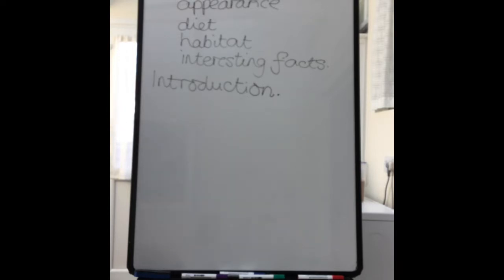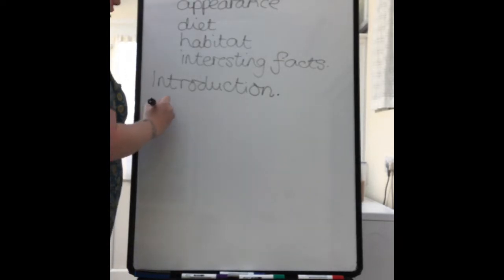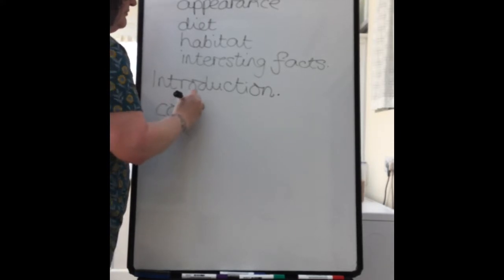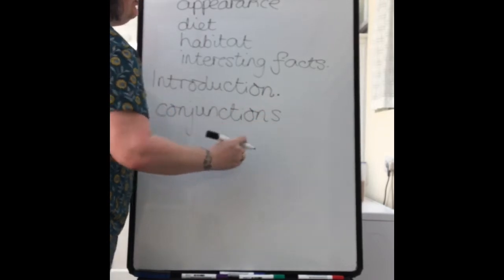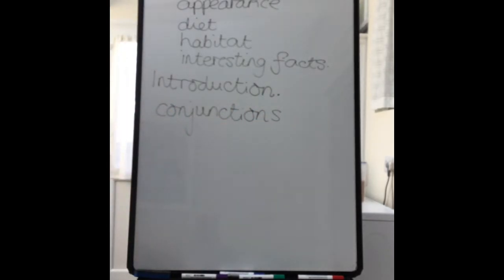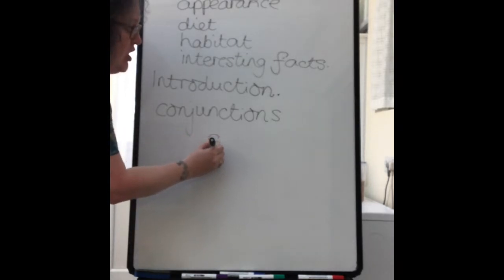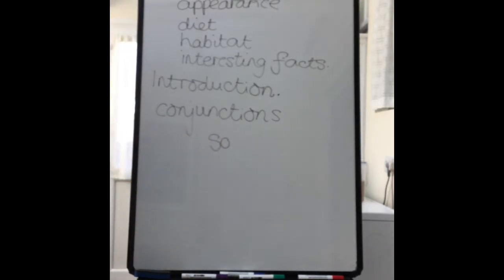Other things we need to make sure we include in our non-chronological report. We need to make sure that we use conjunctions, because we don't just want short, boring sentences. For example, if you were writing about a cat, you don't really want to write, the cat has 4 legs, the cat has whiskers, the cat has ears, because that would be boring. What you need to be writing is, for example, the cat has whiskers, so it can feel its way in the dark.